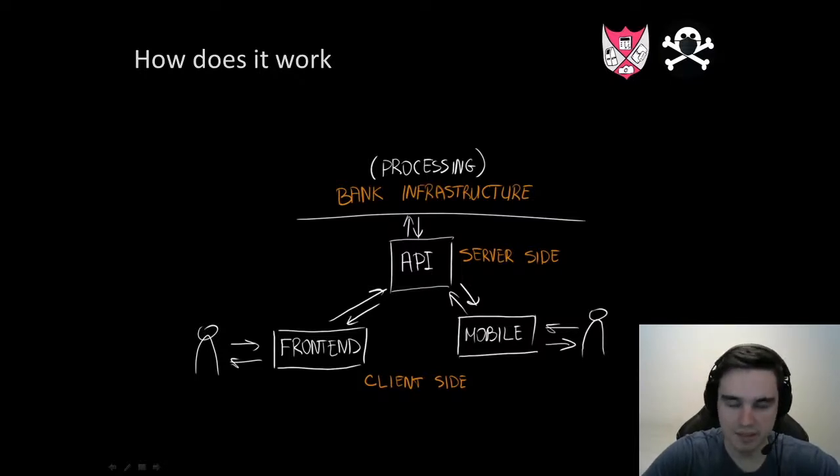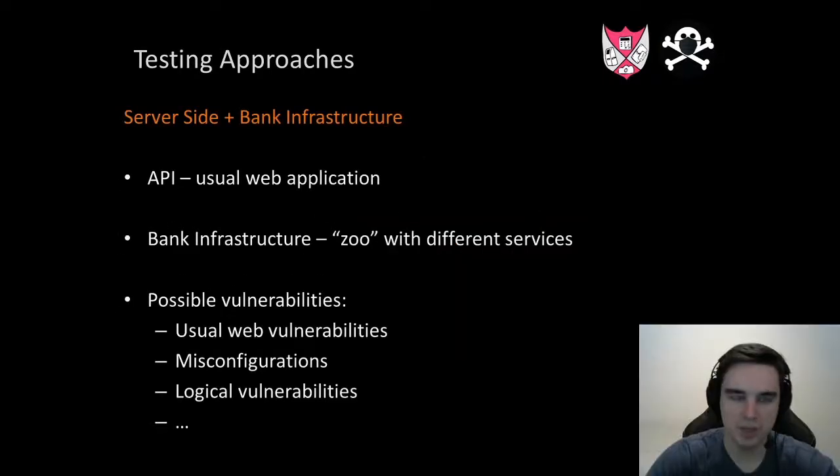Again, it is very, very simple, and we can't talk in more detail because it needs a lot of time. It is a huge topic. So, the testing approaches for server side and bank infrastructure: usually the API is a usual web application, and bank infrastructure is a very complex thing. It is like a zoo with different services. It can be anything, so it is very hard to hack it without understanding how it works. You can only try to fuzz it, use fuzzing and other things, and try to understand how it works. It is the only way to understand how to hack the bank infrastructure.